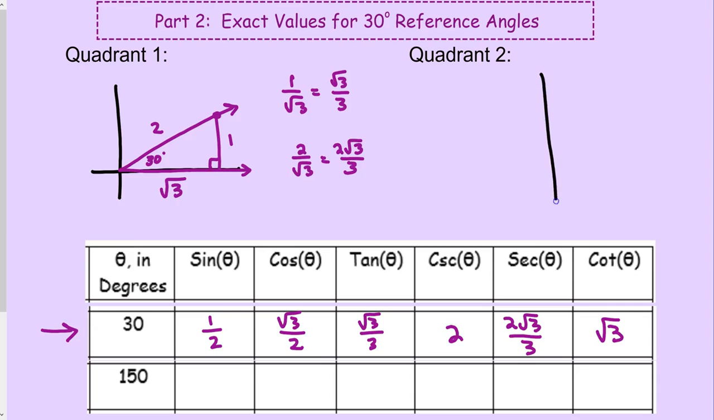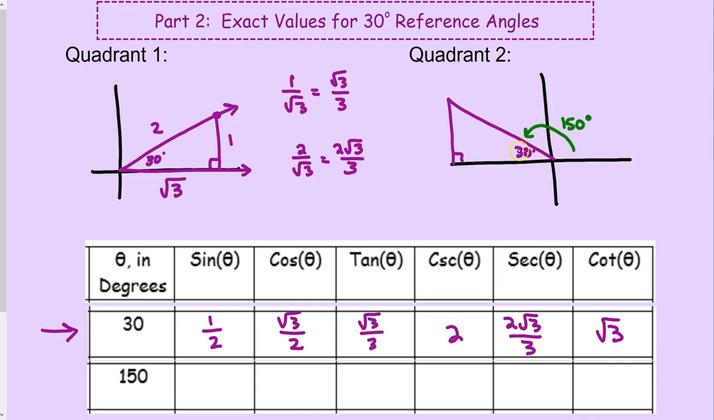Now, in quadrant 2, if you happen to have a reference triangle that has a 30-degree angle, then you're going to get the same values. So how would you get a reference triangle with a 30-degree angle? That would be if your angle that you're interested in, your theta, is 150 degrees. Because the straight line is 180, so if you go 150, you're going to have 30 degrees left to go.